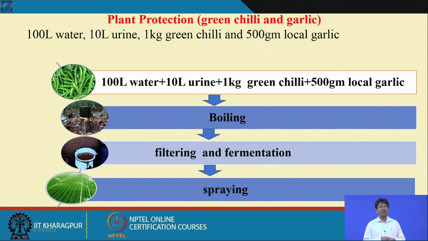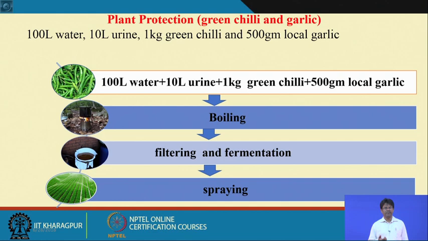It can be sprayed regularly, once in a week, so that it can control a broad spectrum of insect pests and diseases. In organic farming, cattle are an integral component, and the cow is an integral part of organic farming. Cow dung and cow urine have a tremendous effect on controlling harmful insect pests and diseases, because cow dung has very good insecticidal properties.